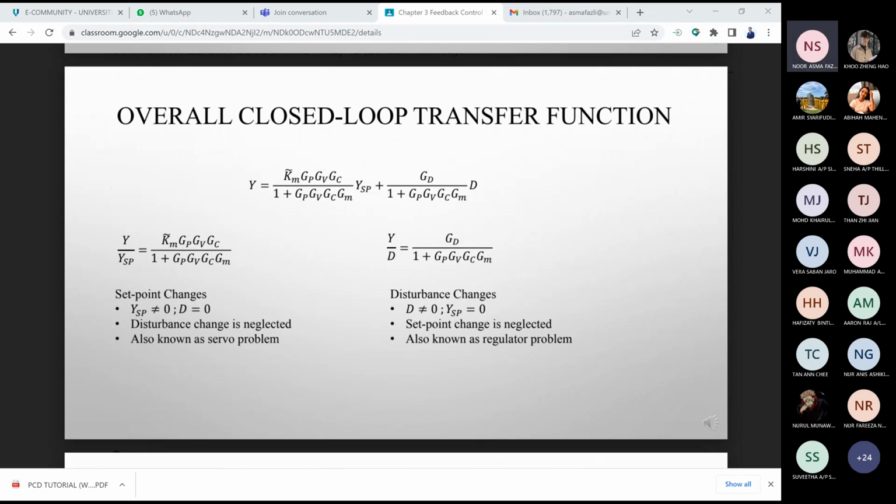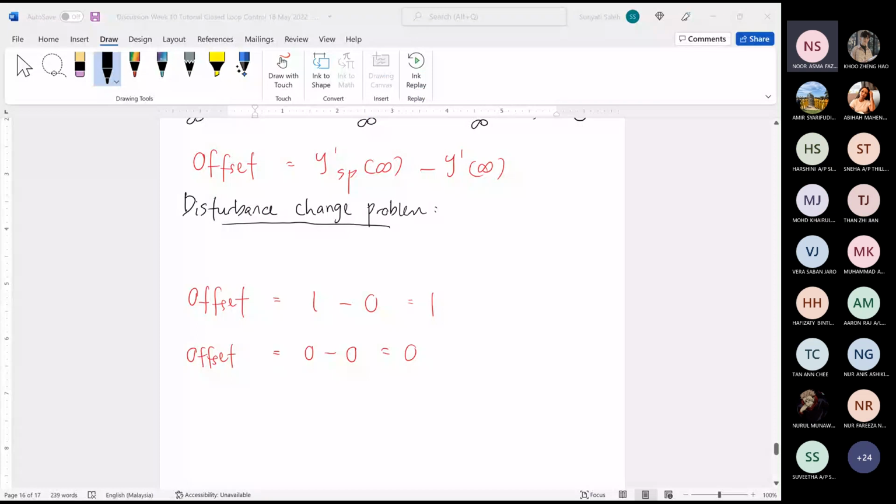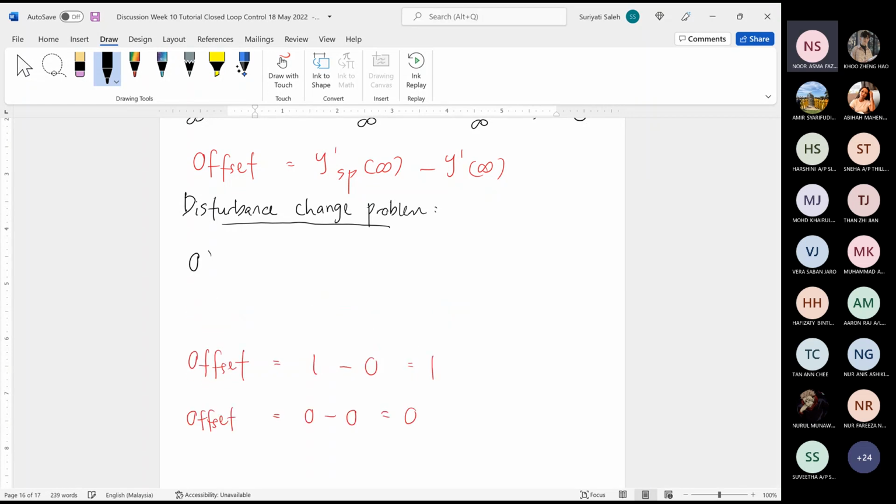So meaning that if we go back to your answer here, when we neglect the set point changes, the offset calculation should be like this. Offset equal to 0 minus 0. So the answer should be 0. This is your answer for disturbance change problem.